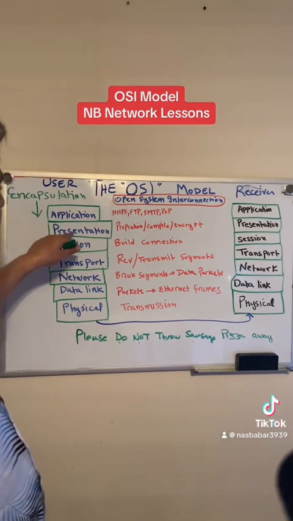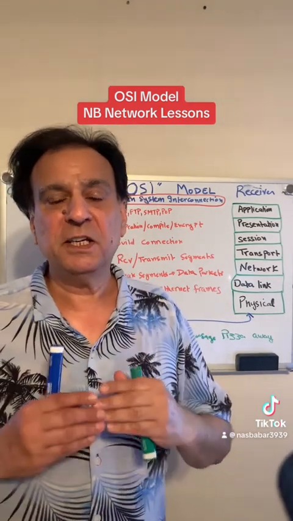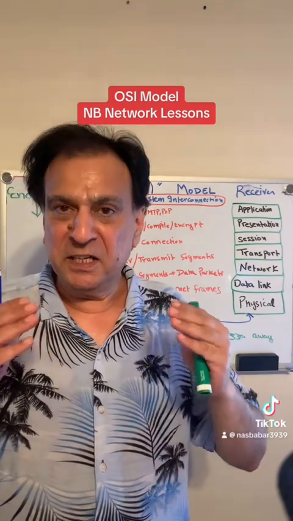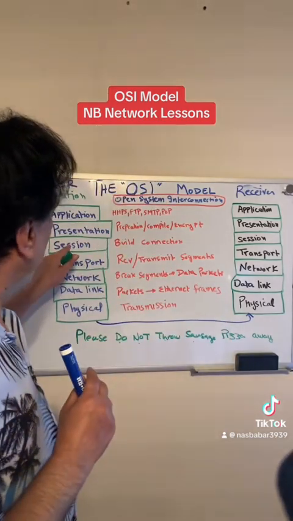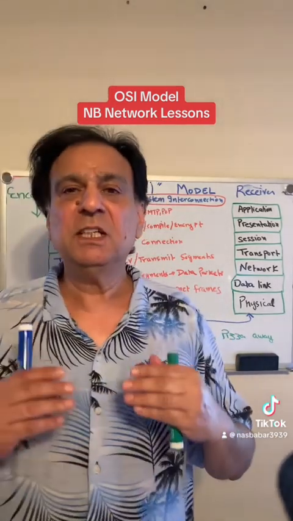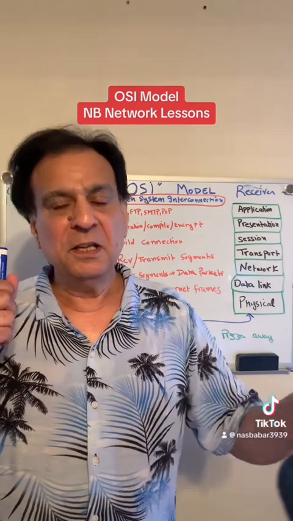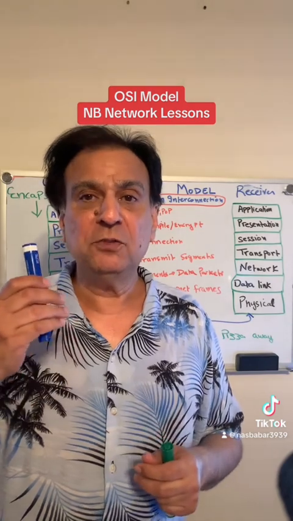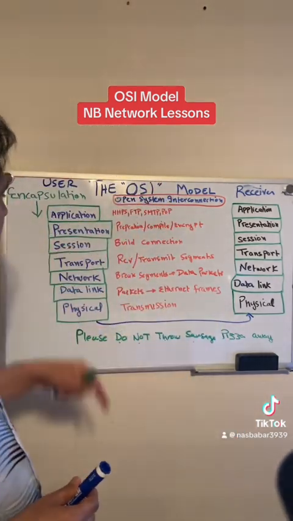Next is the presentation layer. At the presentation layer, your data is prepared, compiled, and encrypted. The next layer is session. The session layer builds a connection. You pick up your phone and call somebody, you are building a connection. When the conversation ends, you tear down the connection. That's the job of the session layer.